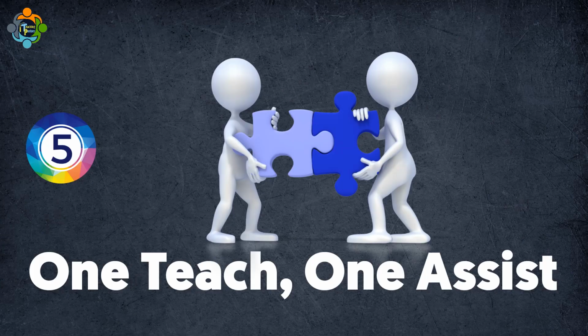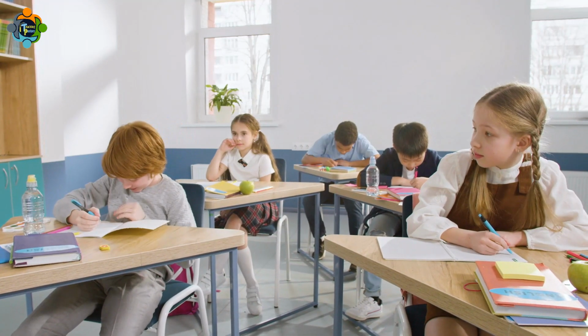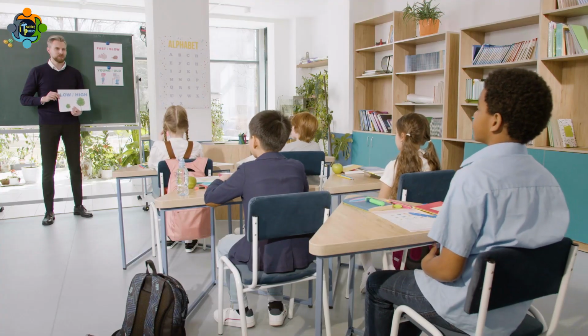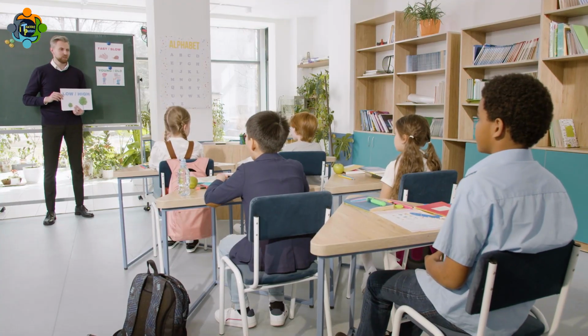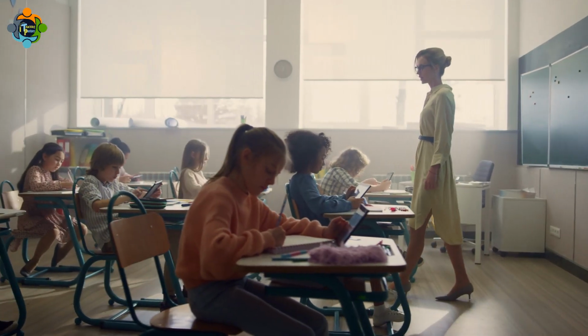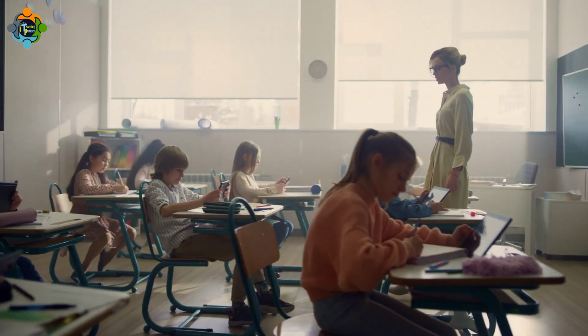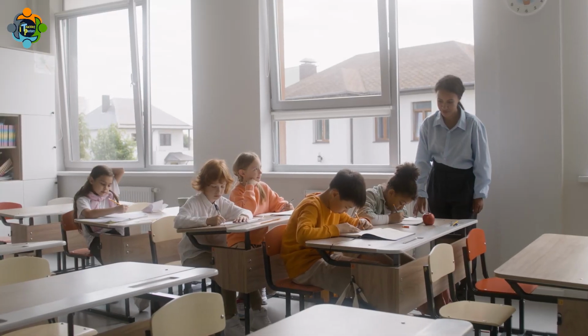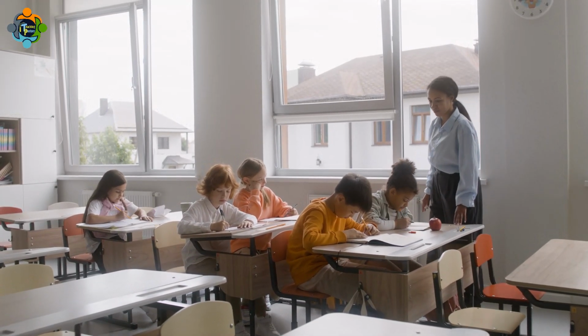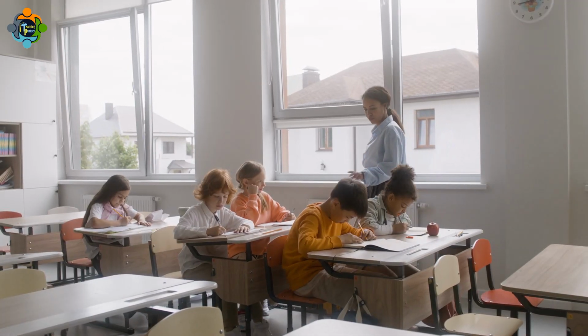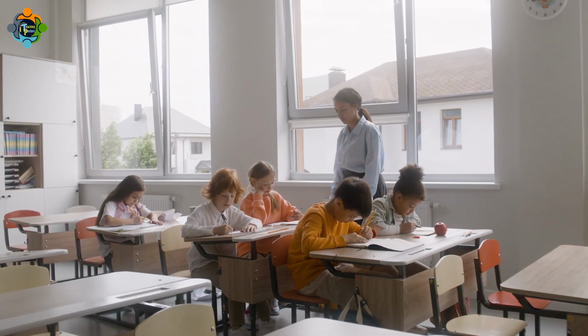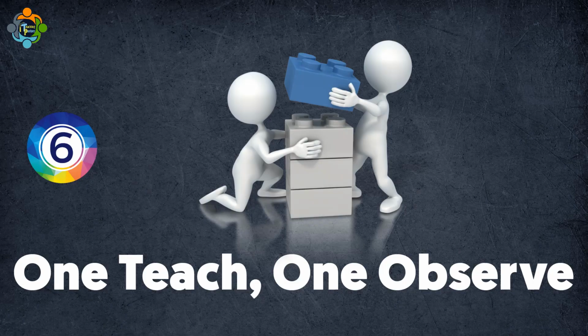Number 5. One teach, one assist. Imagine a 4th grade classroom where one teacher explains a new concept while the other circulates, helping students who have questions. This model allows for immediate support, ensuring that no student feels lost during the lesson. It's all about teamwork.